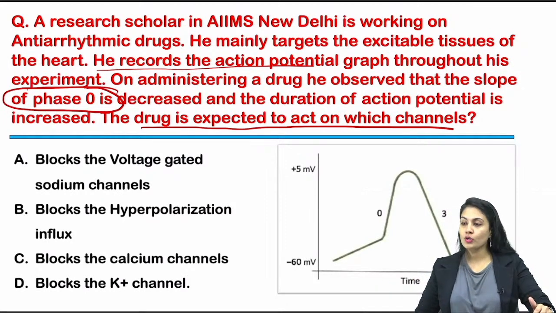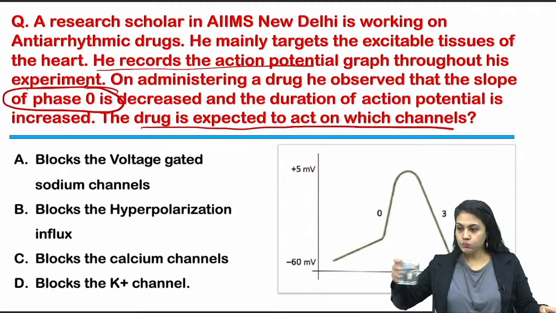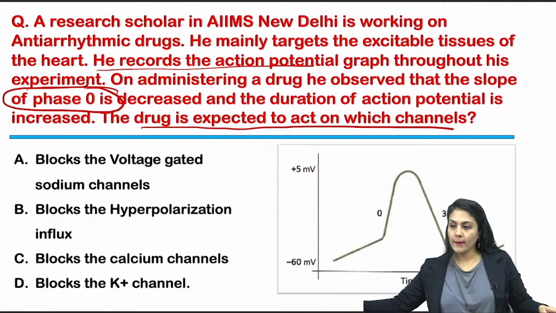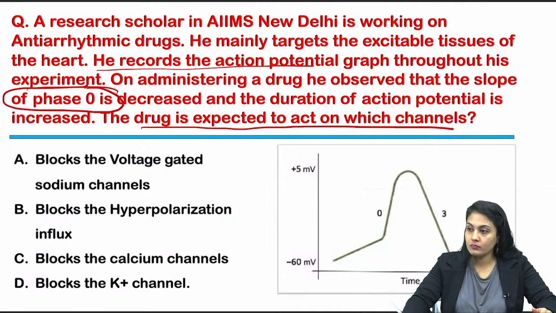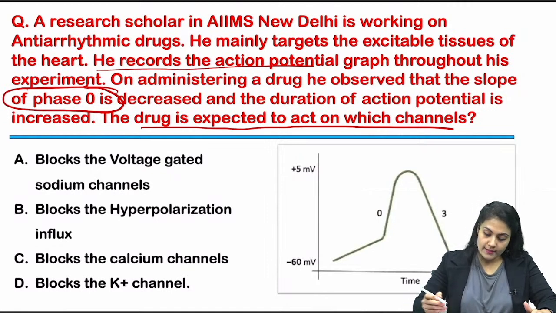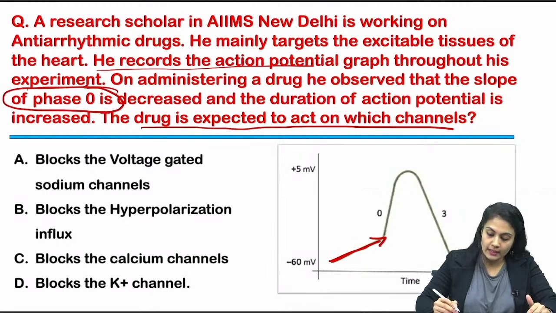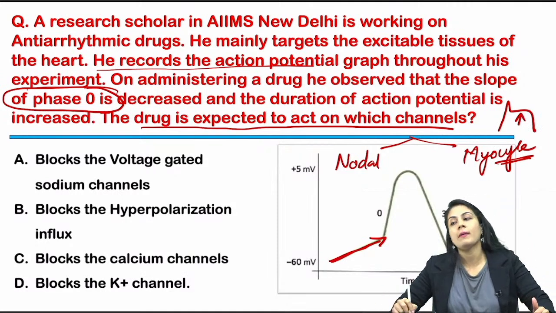The answer over here is going to be... fine. Let's discuss. This is the cardiac action potential. Basically, in the cardiac muscle, we are going to have nodal tissue as well as cardiomyocytes, right? The myocyte will have a plateau phase, right? Over here, this is going to be the myocyte.